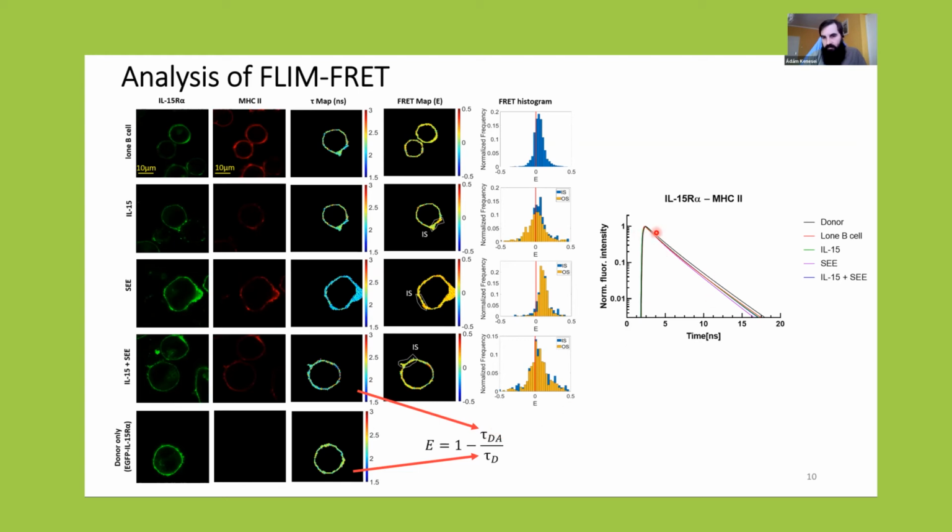And as can be seen on these decay curves, the donor, which is alone, so it doesn't have any acceptor to give energy to, has a higher lifetime, whereas in the samples where there is acceptor, there is energy transfer, therefore there is a lower fluorescent lifetime.